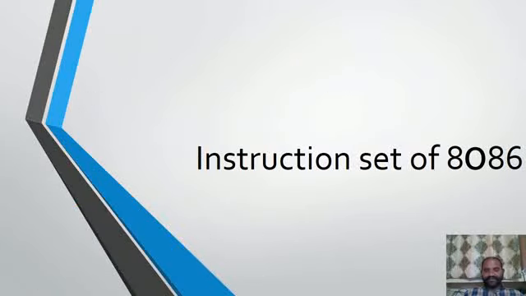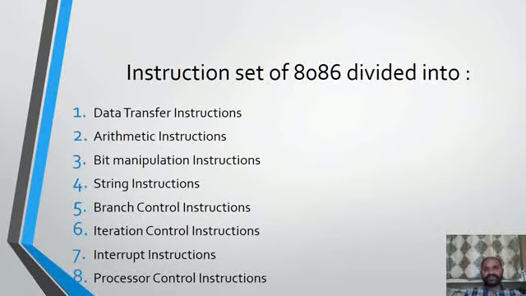So let us review one time. You may get a question like this: define the instruction and explain the instruction set of the 8086 microprocessor. Then you are supposed to define the instruction. An instruction is binary information given to the microprocessor to perform a particular operation. Depending on the type of operations, the instruction set of the 8086 microprocessor is divided into these 8 types.